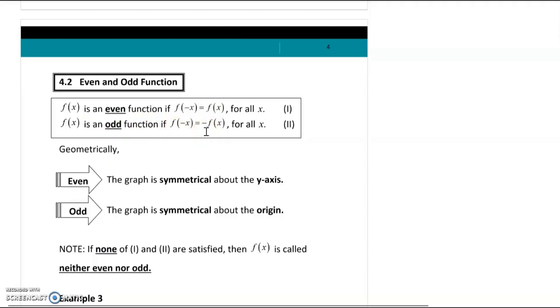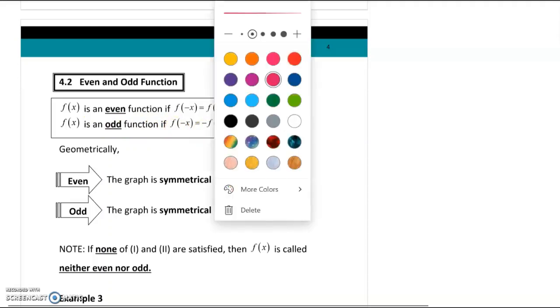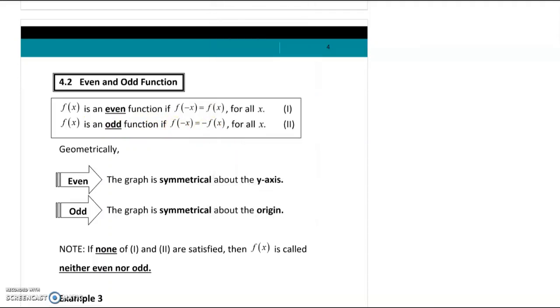Okay, so the first one means that if this is your x, the f is here. It is an even function if we can show that for negative x, it also equals f(x). So it means it is also here. If we can show that, then it is an even function.